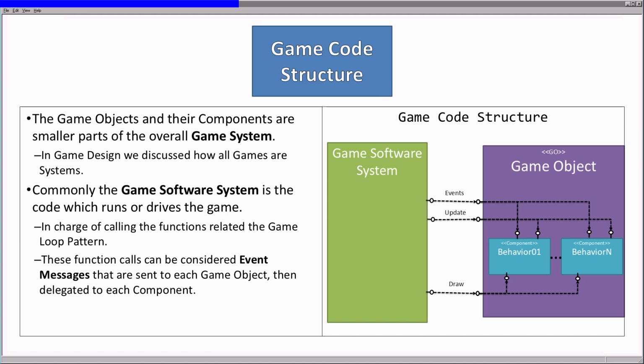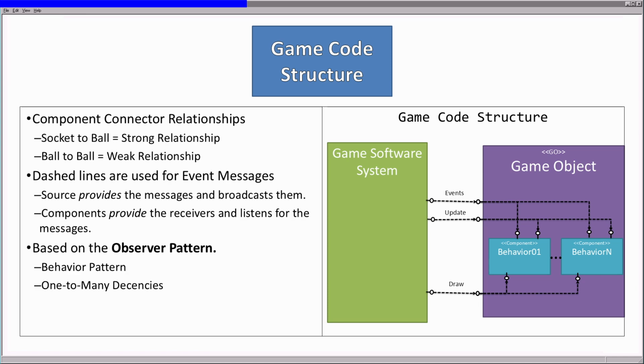The game objects and their components are smaller parts of an overall game system. In game design, we discuss how all games are systems. Commonly, the game system is the code which runs or drives the game. It is in charge of calling the functions that relate to the game loop pattern. These functions can be considered event messages that are sent to each game object, then delegated to each component.